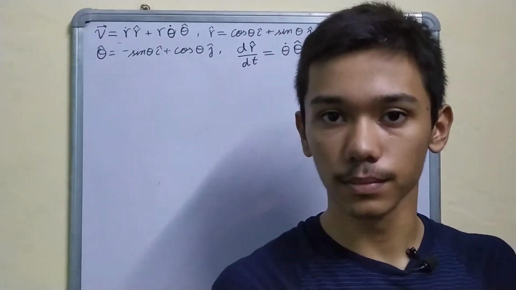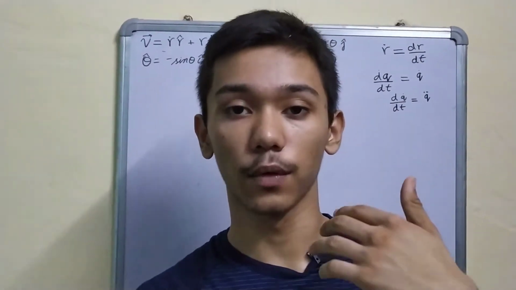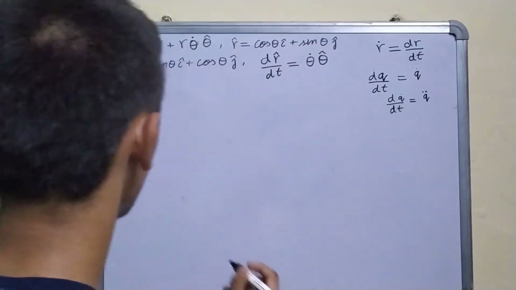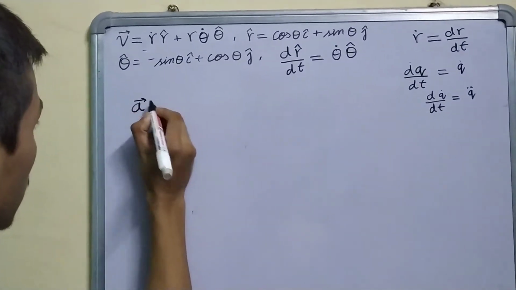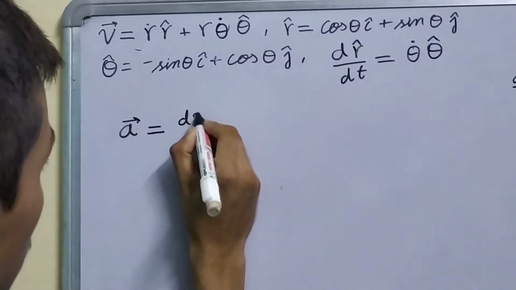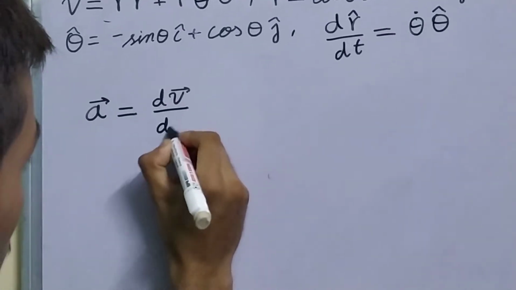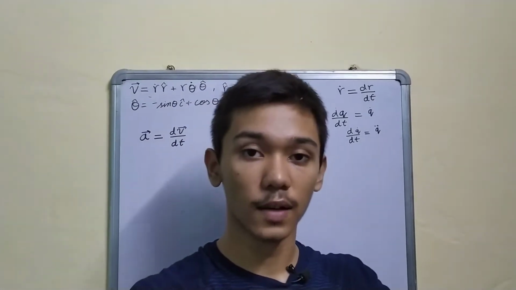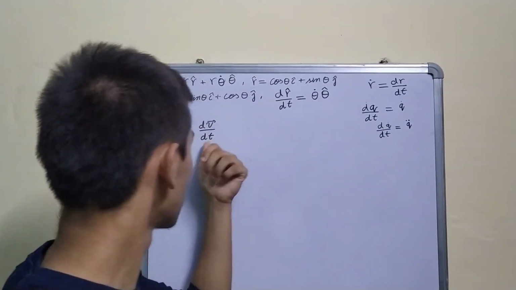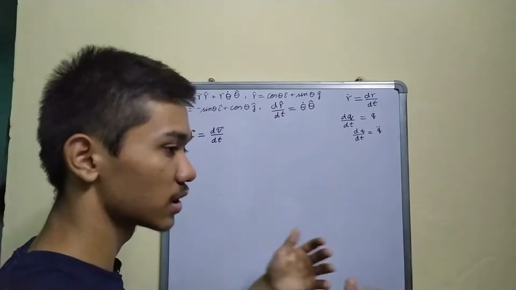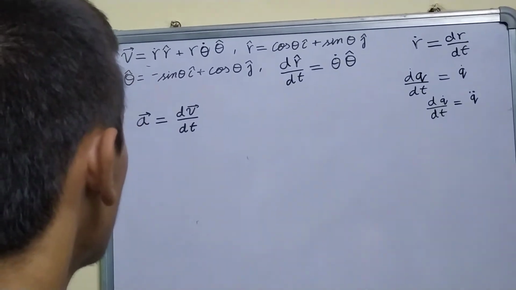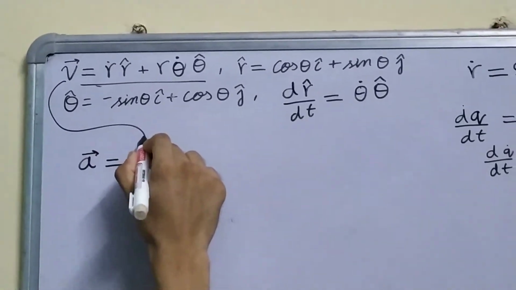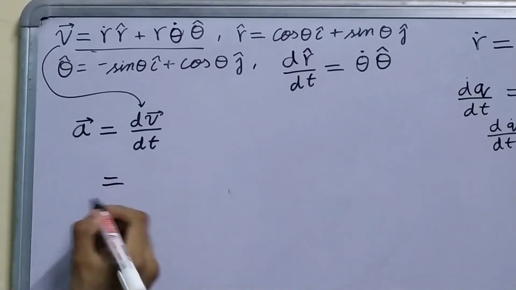Now in this video, I want to show you the formula for acceleration in polar coordinates. So the acceleration is defined as the rate of change of velocity with respect to time. So how does your velocity vary with respect to time as time passes? How does your velocity change as time passes? So this is a formula for velocity. Just plug it in and see what happens.